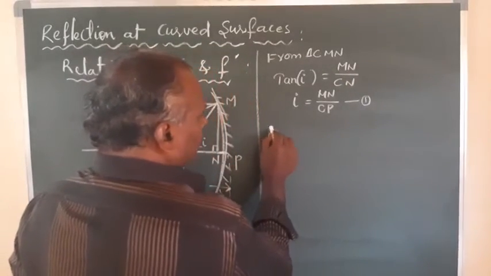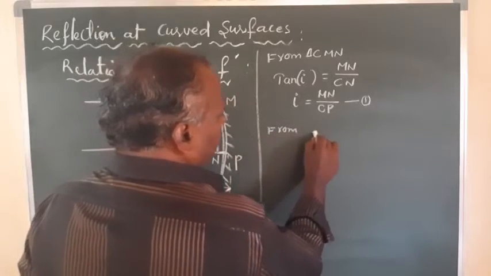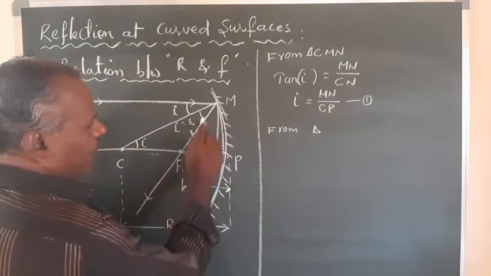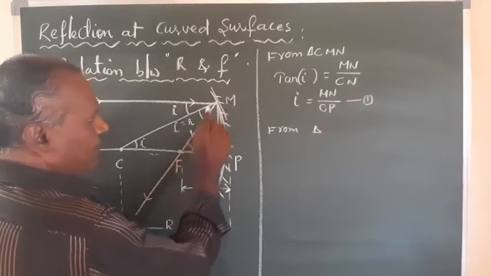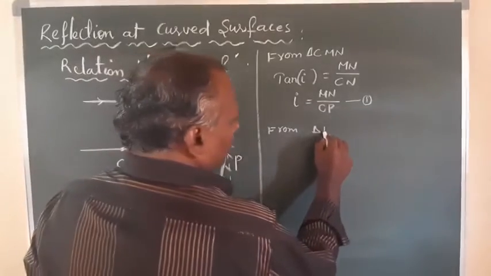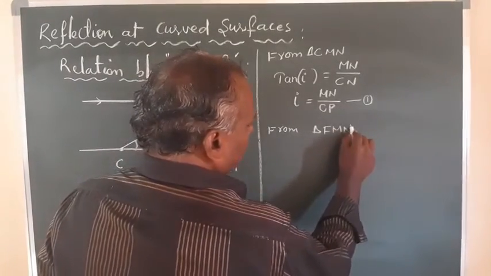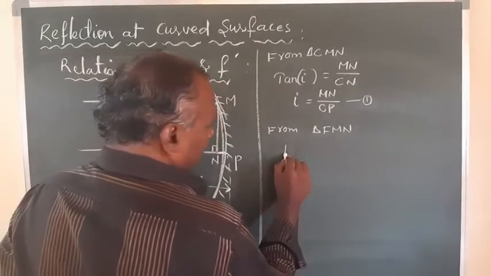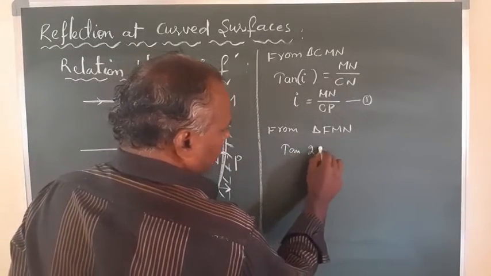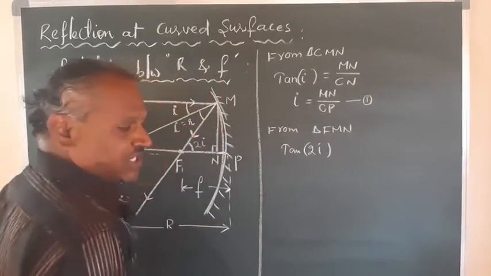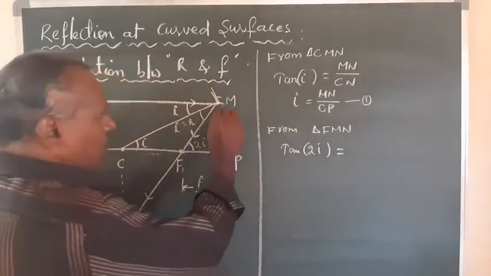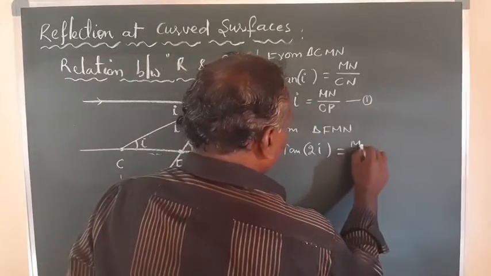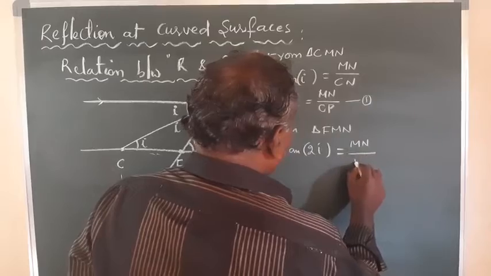Now you can consider one more triangle, this smaller one, triangle FMN. In this, again, you write the tangent of this angle, that is tan 2θ, where θ is here i, so 2i. Tangent of 2i is equal to, again, opposite side upon adjacent side, that is Mn upon Fn.